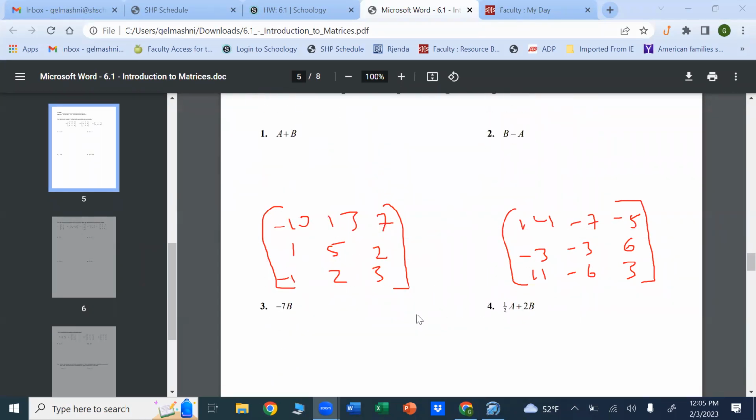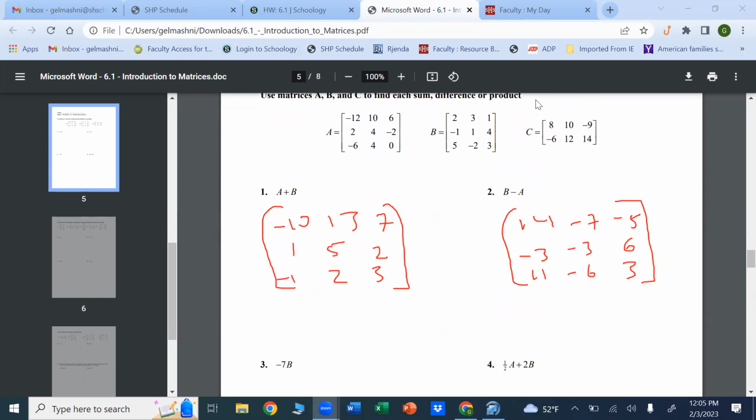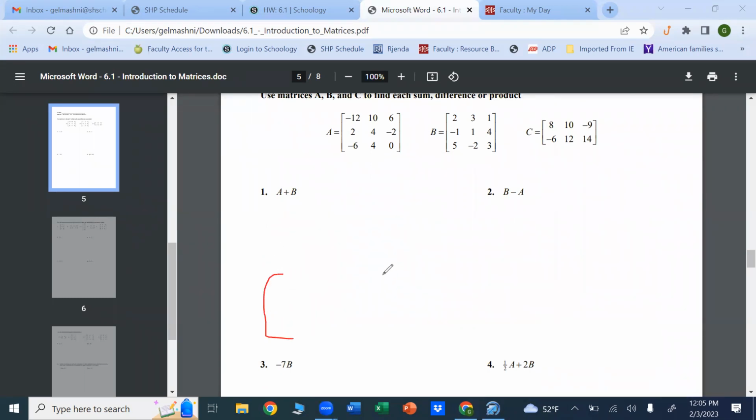For 3, I'm just going to kind of position it this way. So for 3, you're multiplying B by -7, so I'm going to do -14, -21, -7, 7, -7, -28, -35, 14, and -21. Okay, cool.